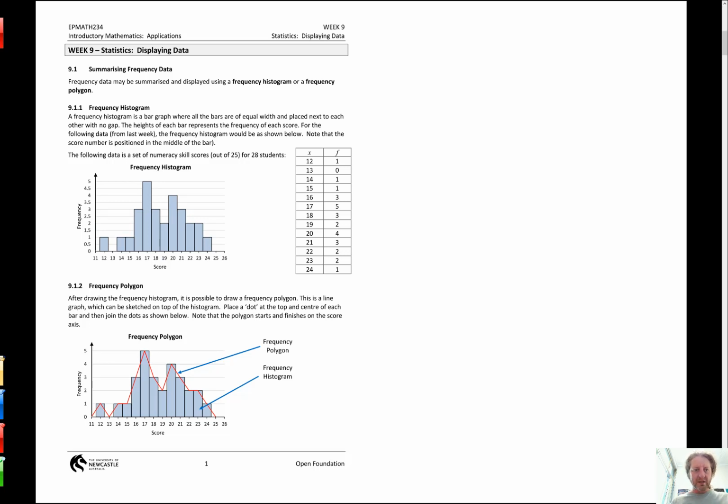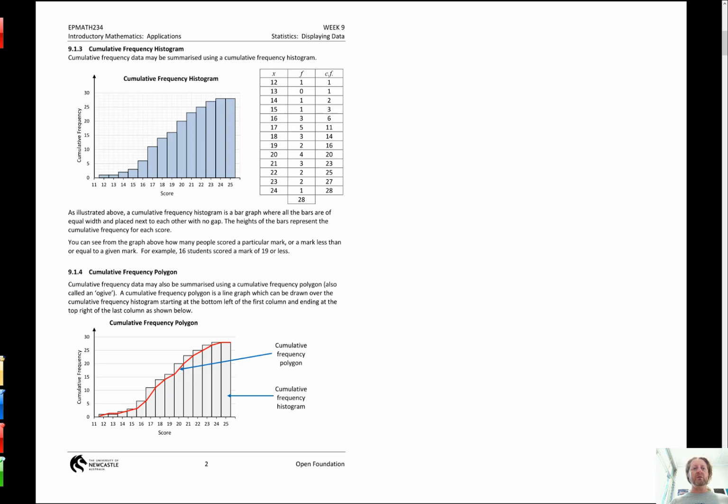Now, if we go to the next page, it's saying, well, what about a cumulative frequency histogram? We dealt with the cumulative frequency column last week. It was this fella, cumulative frequency. And that was where we did that zigzag accumulation thing. We said, so far, there's a score of 12, there's only one of them. Then there's no more scores in the next line, so we've still only got one score. Then there's one more score, we've got a total of 2, plus 1 is 3, plus 3 is 6, plus 5 is 11. And that's how last week we created our cumulative frequency column.